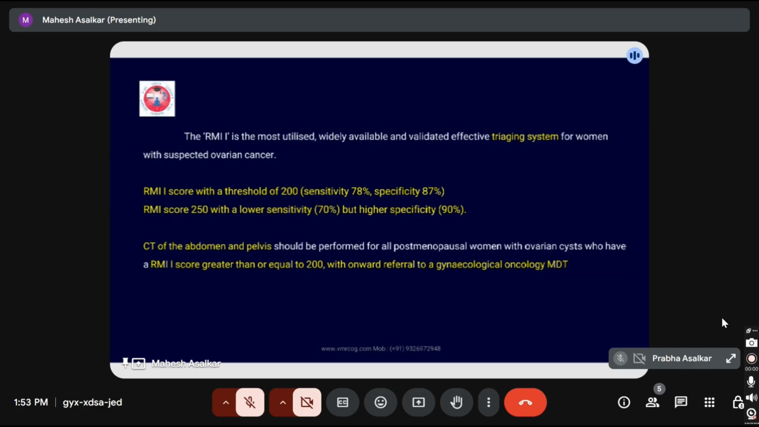Now you have calculated the RMI. The RMI score is more than 200 and the lady is postmenopausal. In that case, you have to do CT abdomen and pelvis and give a referral to the gynecological oncology MDT. The options may be: perform CT abdomen, perform CT pelvis, perform CT abdomen plus pelvis, then CT abdomen plus pelvis and refer to gynecological oncology for MDT meeting. Then the best option will be to perform CT abdomen and pelvis and refer the patient for oncology MDT. Did you get it? So you have to select the best possible answer. RMI more than 200 in a postmenopausal lady requires CT abdomen and pelvis and further referral to gynecological oncology MDT. Is that clear now?